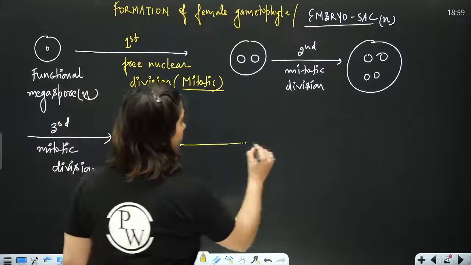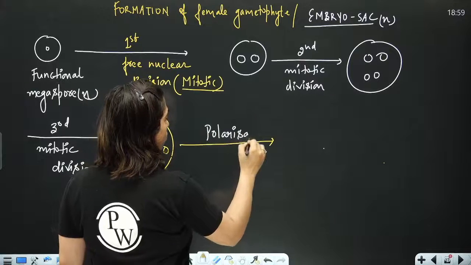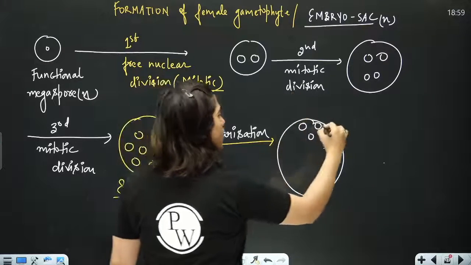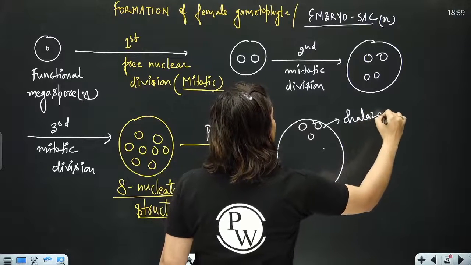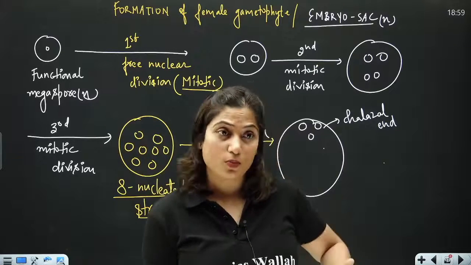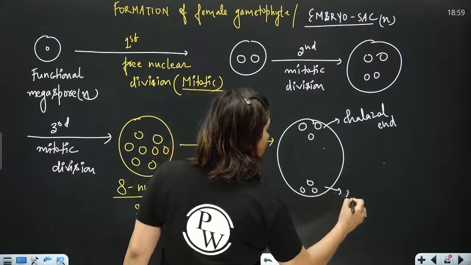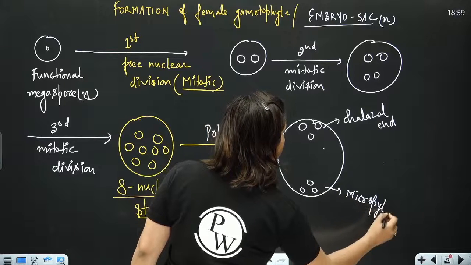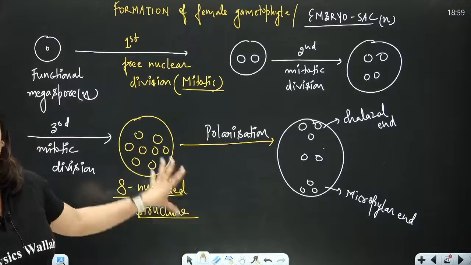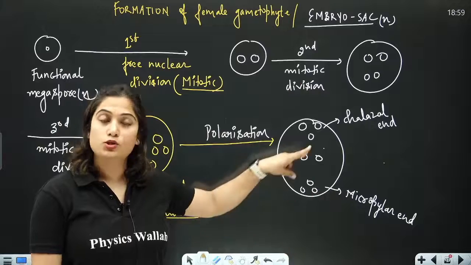And then what will happen in this 8-nucleated structure? Polarization. What is the meaning of polarization? Out of the 8 nuclei, 3 will go towards the, if I am taking it as the chalazal end. You can take any end as chalazal and any end as micropylar, but you have to remember what kind of cells are present towards the micropylar end and what kind towards the chalazal end. So if I am taking this as the micropylar end, 3 will go towards the micropylar end, and 2 nuclei will remain at the center. This is called polarization. Then 3 will go towards the chalazal end, 3 nuclei will migrate towards the micropylar end, and 2 will remain at the center.